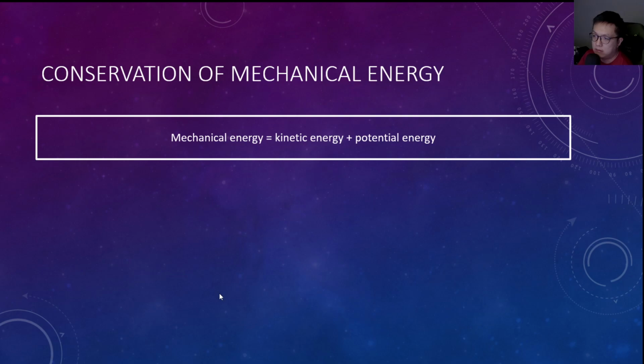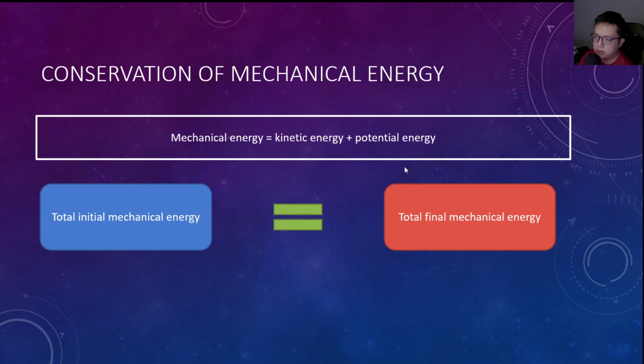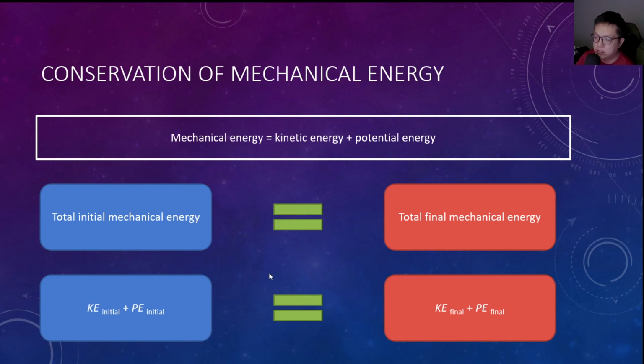Okay, next you have conservation of mechanical energy. Mechanical energy is defined as kinetic energy plus potential energy. So total initial mechanical energy is equal to total final mechanical energy. This is a case where I don't allow for any energy to be supplied into the system. I also don't allow for energy to be lost out of the system as well. Again, write the equation: KE initial plus PE initial is equal to KE final plus PE final.